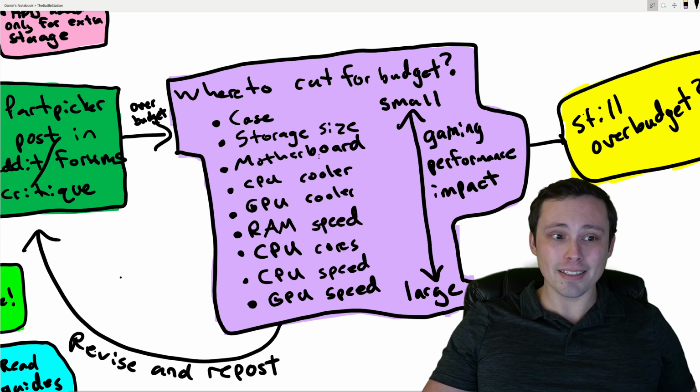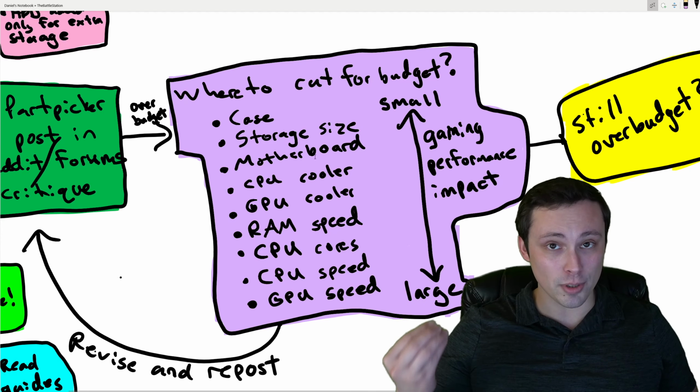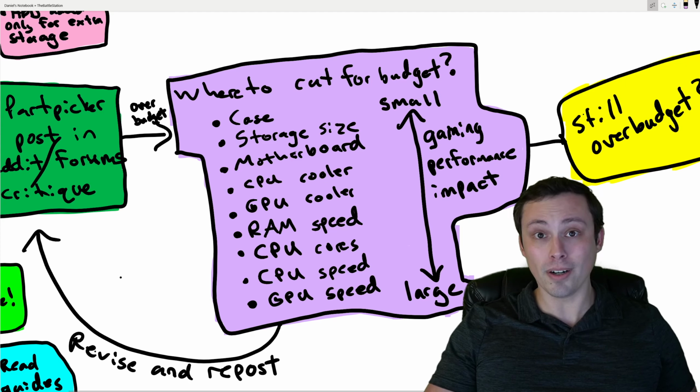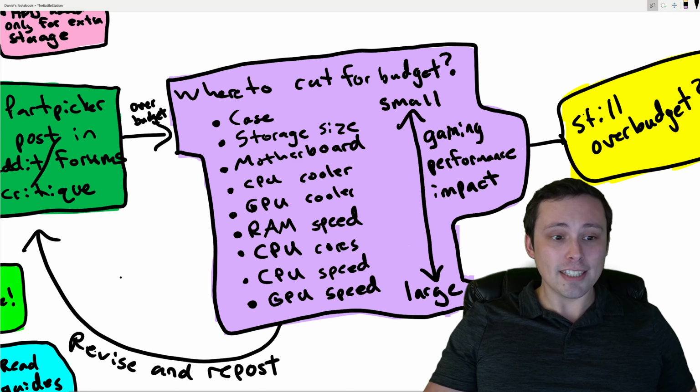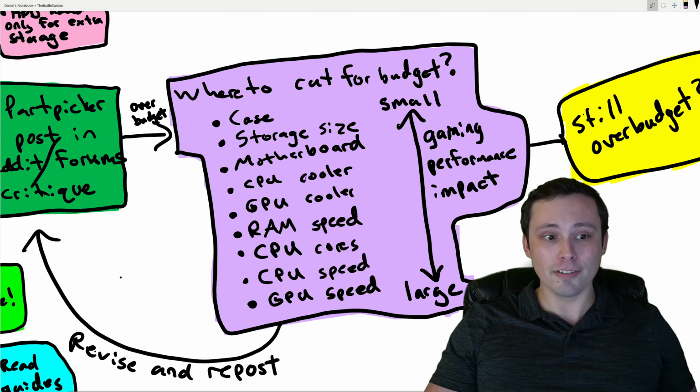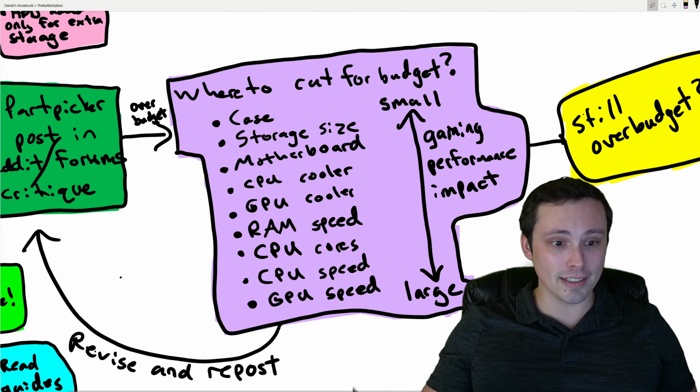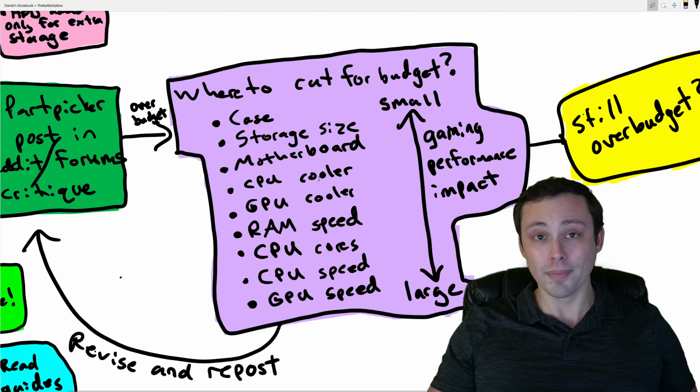Your motherboard, again, doesn't have a big impact on the actual speed the games run at as long as it's compatible with the parts that you need and you're not doing crazy overclocking. The CPU cooler, again, as long as it gets your CPU up and running, you're fine. You might not be able to overclock as much if you lower the CPU cooler, but you can do that.